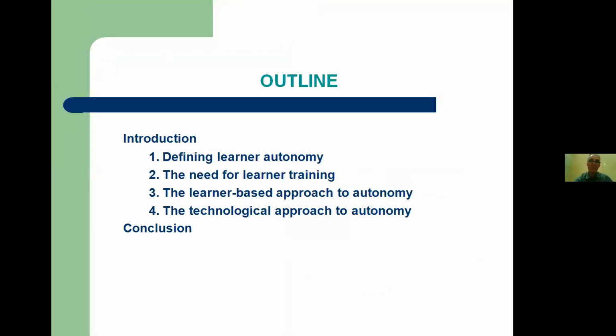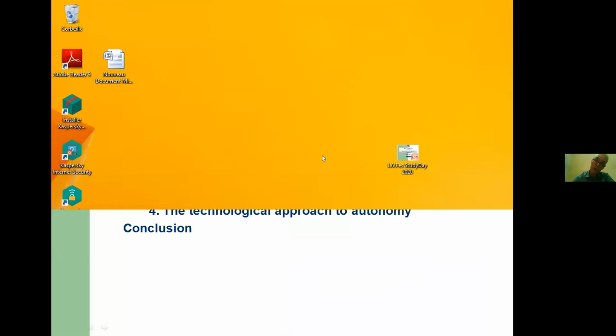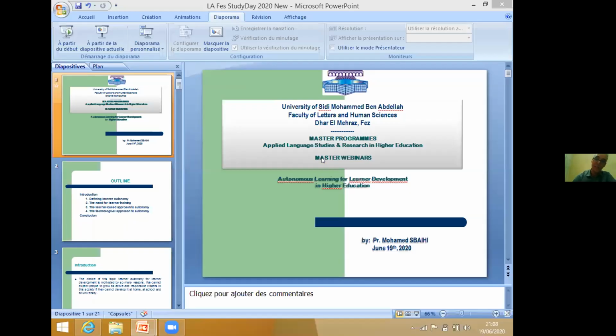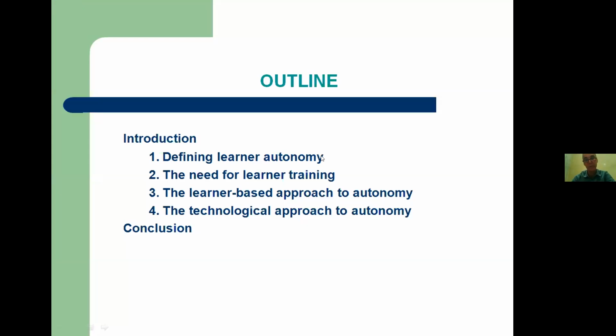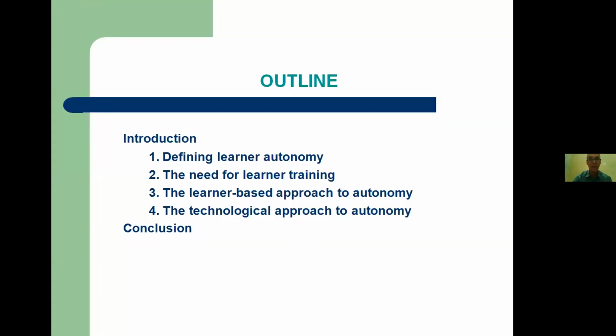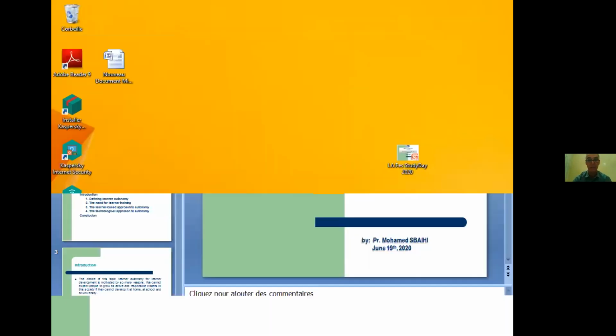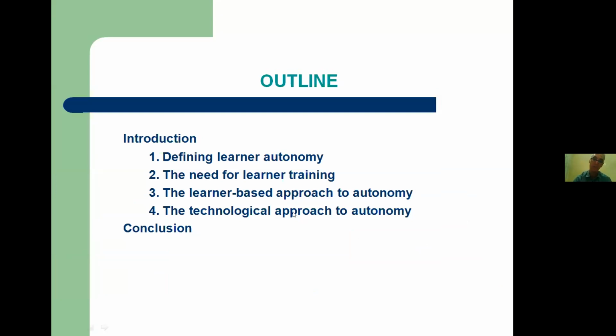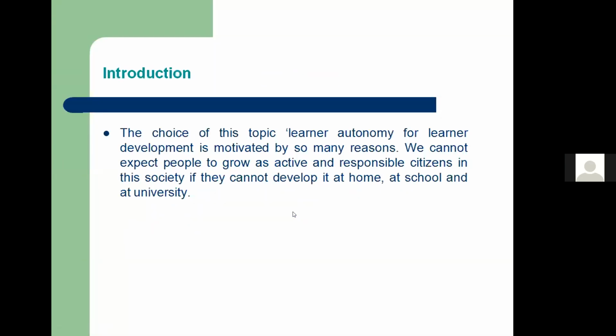All right. So as I said, I will be talking about learner autonomy, for learner development, for students, not just students of Darmadas, but university students in general. My focus will be on university students, but of course I assume that you are autonomous to some extent, but we still need to develop it. And I would suggest some approaches, mainly two: the learner-based approach and the technology-based approach.